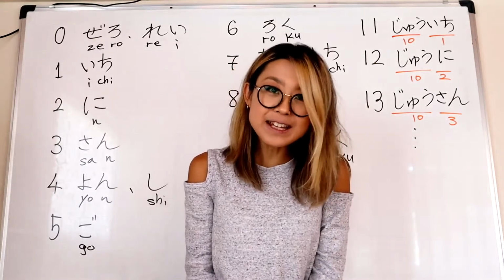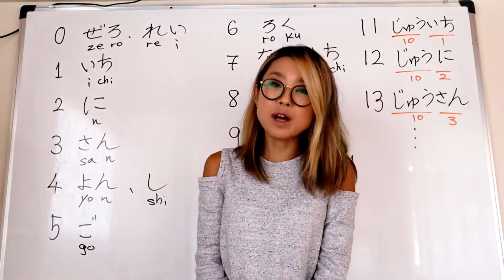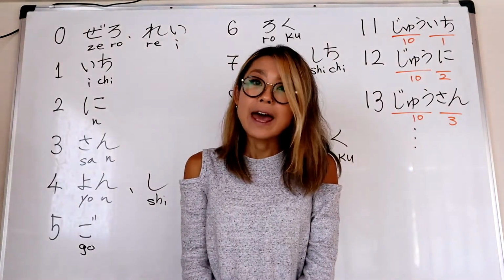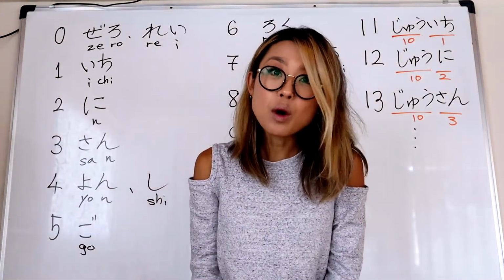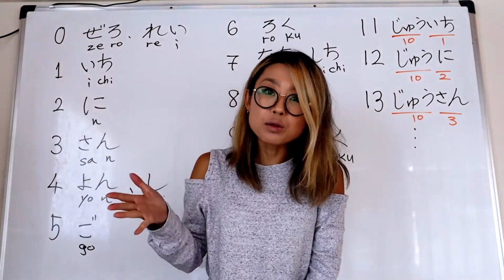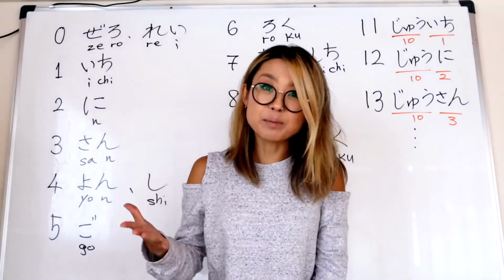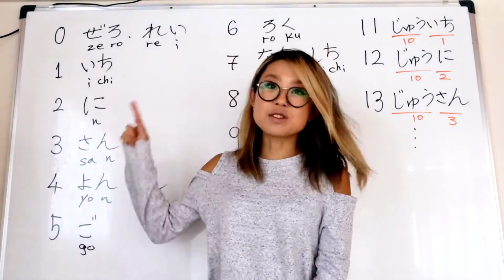Okay, numbers in Japanese. So you can count the number, which means you can introduce your age, how old are you, or my friends is how old, or maybe price. Okay, number is very important. Okay, so let's start from 0.